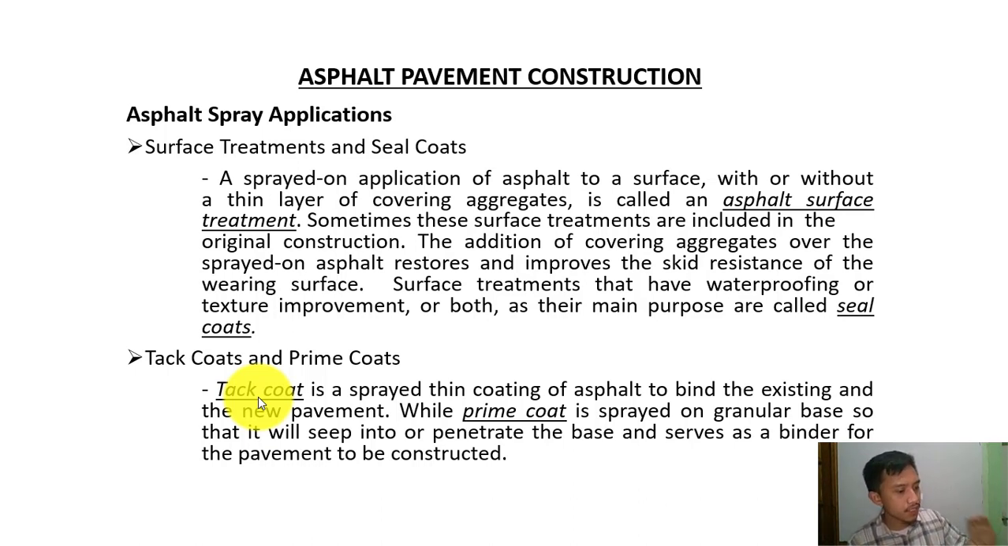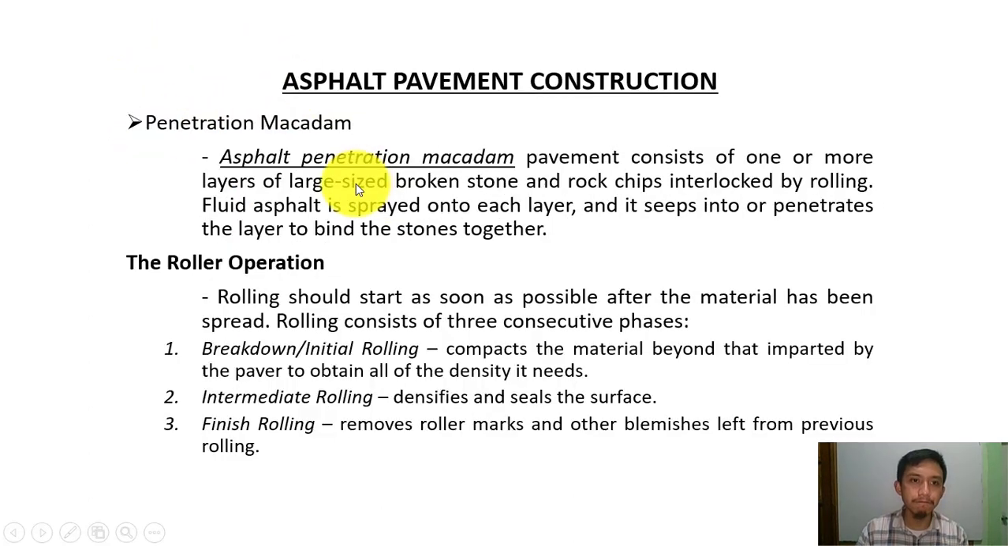But if you have an existing pavement already and you need to add just a layer of new pavement, then you will be applying a coat there, and that is what we call the tack coat. So prime coat is if there is no existing pavement, tack coat if there is an existing one. Okay, so those are the asphalt spray applications.